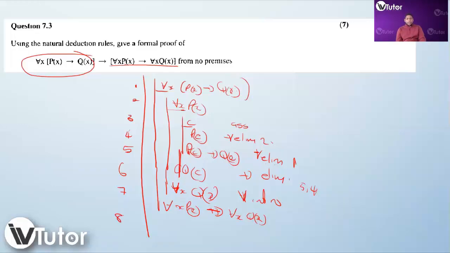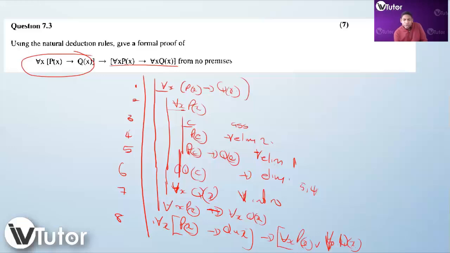And then number 8, we simply have ∀x P(x). Right. So let's write this neater. ∀x P(x) implies Q(x), as a whole, implies ∀x P(x). So this is what you're going to have.